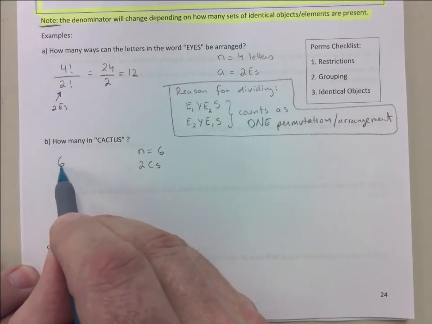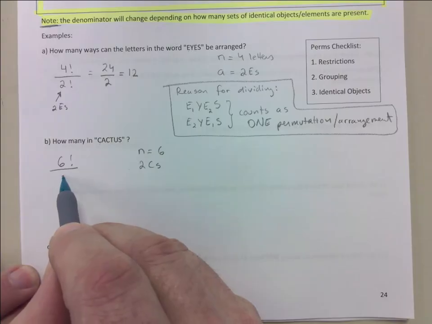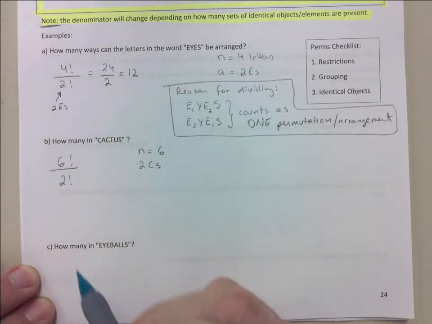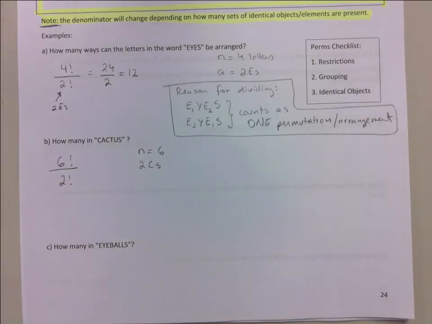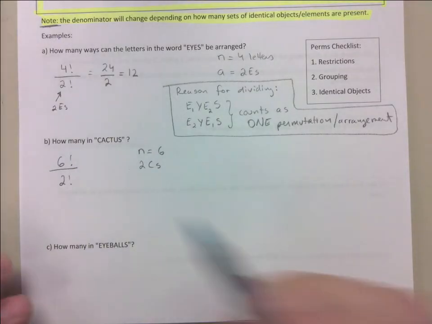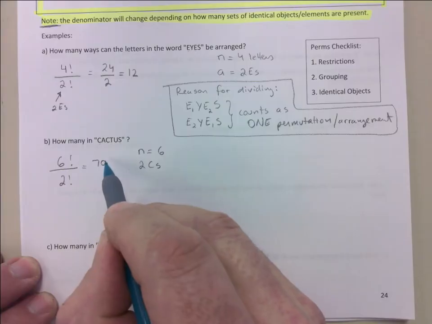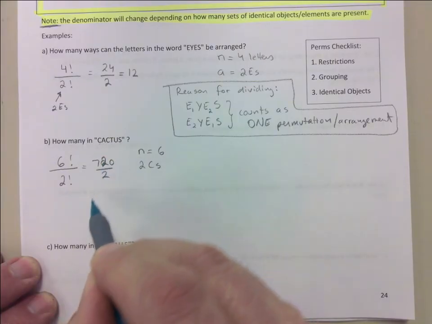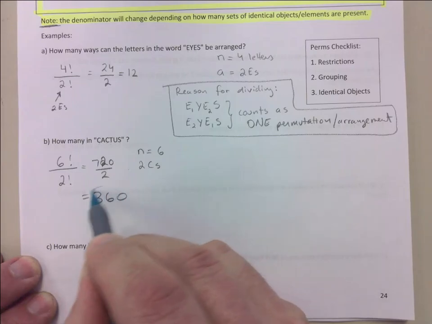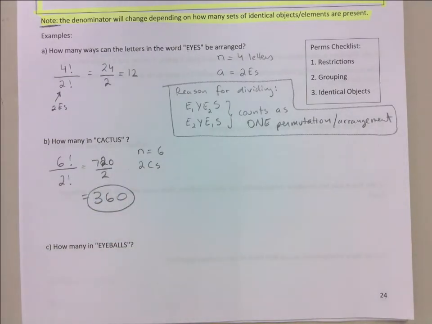So this would be 6 factorial divided by 2 factorial. So that's 720 divided by 2. That is equal to 360 unique arrangements. So we divided out where the C's would have been counted each as individual arrangements. We divided that out, so it's half as many because of that.